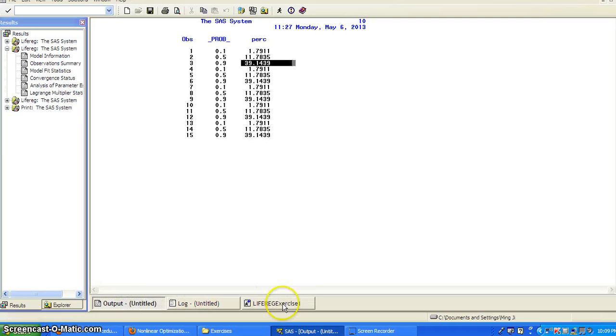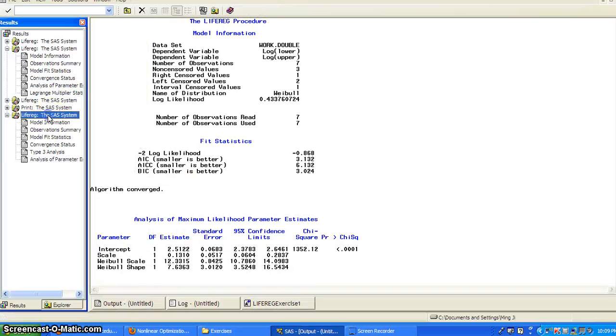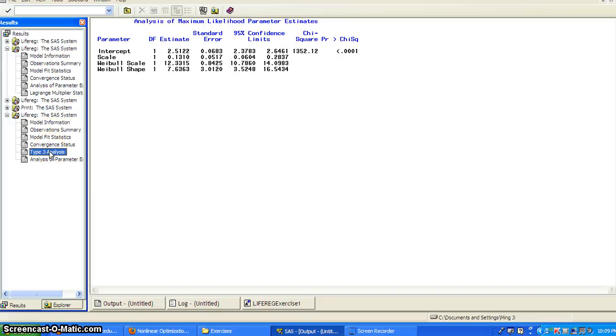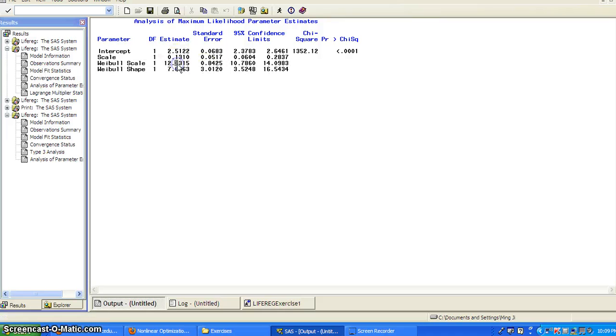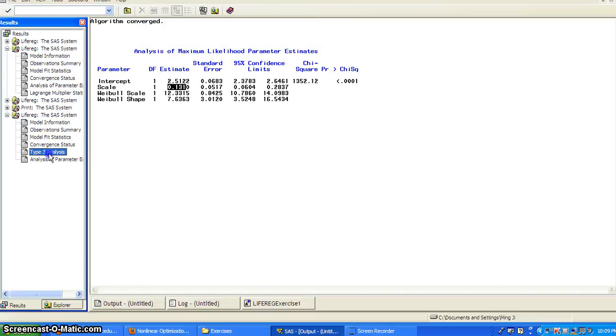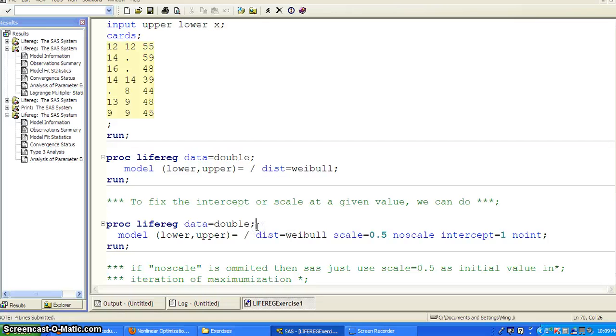Okay, so if you use this set of code, it's going to estimate the parameters of the two-parameter Weibull distribution. So you get both the scale parameter and the shape parameter, and you still have the intercept term there. You are still estimating the distribution because you don't have a covariate.